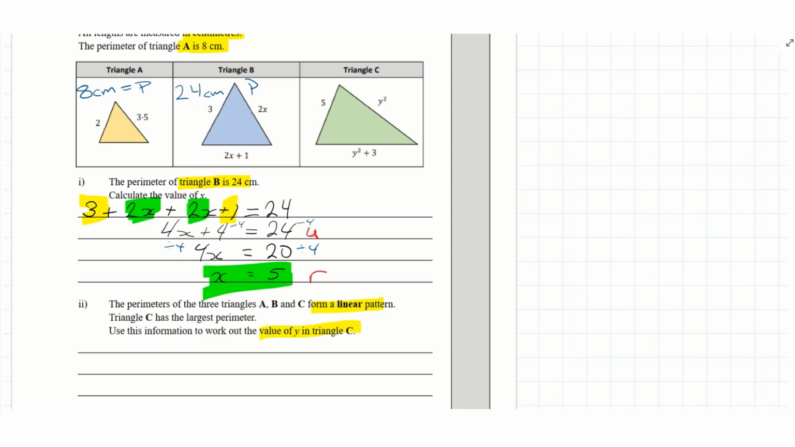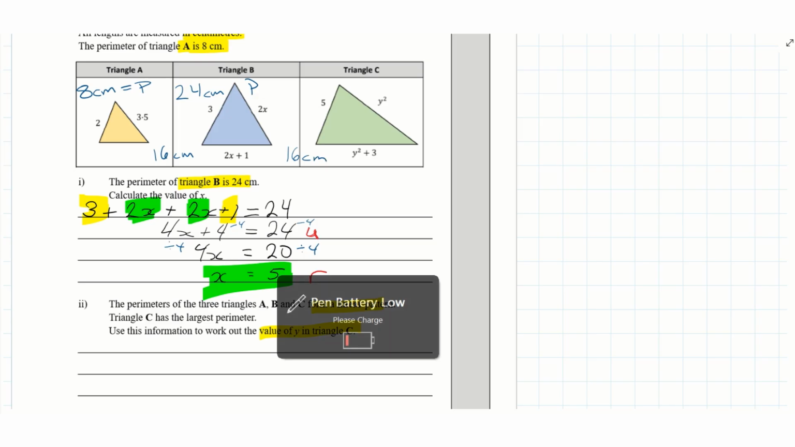So we know that it's linear. Linear means that it increases at a constant rate. The perimeter of the first triangle is 8 centimeters. The perimeter of the next triangle is 24 centimeters. So how much does this change by? If I go from triangle A to triangle B, I have increased by 16 centimeters. Yeah, 8 plus 16 equals 24. So if I'm keeping that linear pattern, we need to add 16 centimeters.